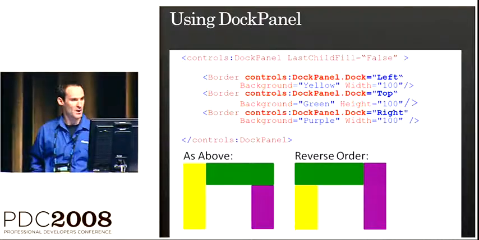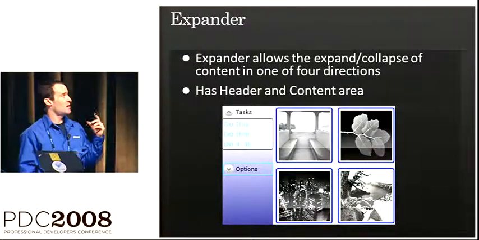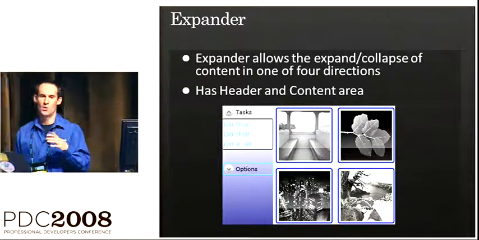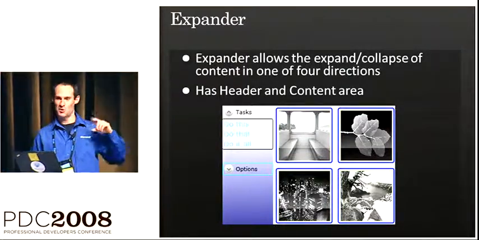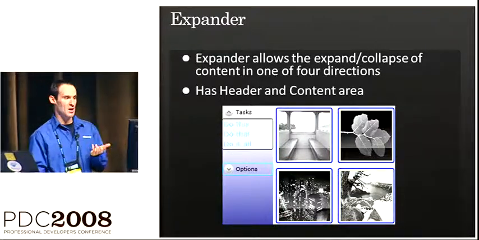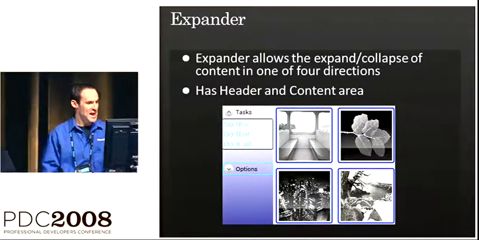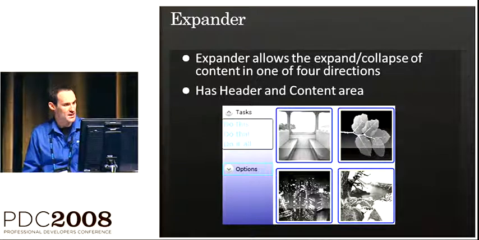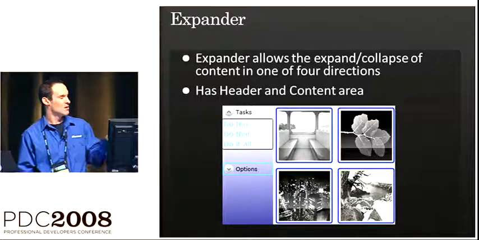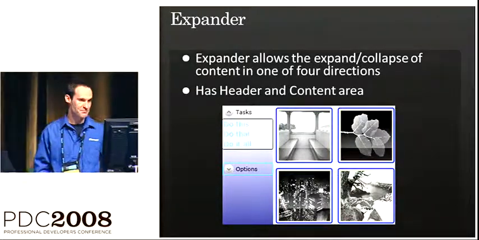So, dock panel. Another example of a basic control that we're shipping is an expander. An expander allows you to expand and collapse content in one of 4 directions. Very similar to Windows, where on the left there's a little task pane where you can open and close little sections of the task pane. Same idea here. Very simple control. It has 2 content properties, a header content, and a content property. For example, this tasks thing on the left is an expander control. The little arrow at the top is part of the control, and tasks is the header. Then do this, do that, do it all, those are actions that are part of the content.